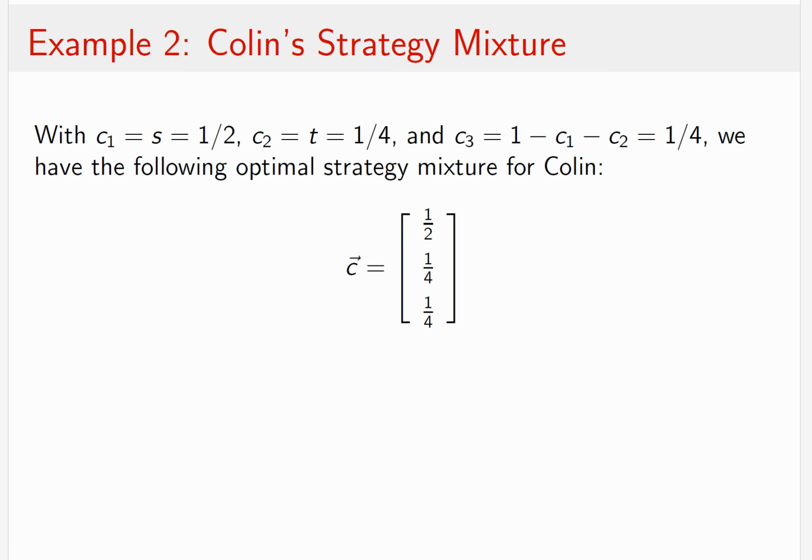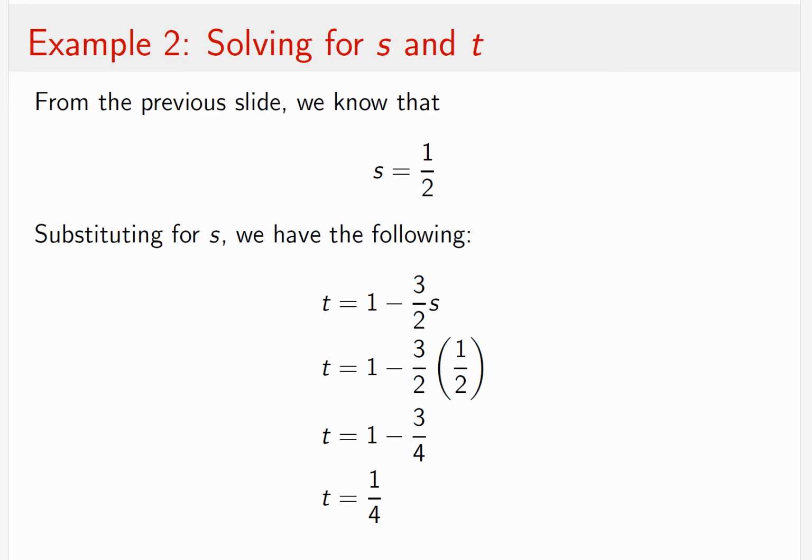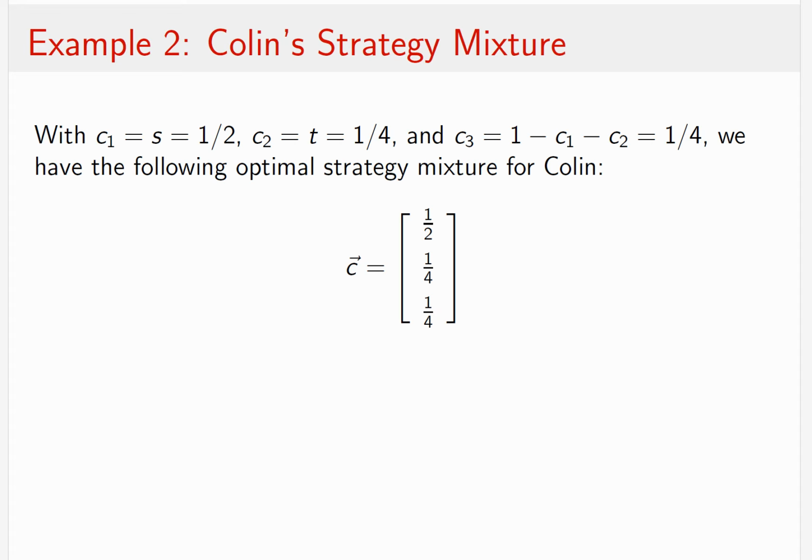Sometimes, though, we have to work a little harder. So what do we have? Well, I hope you can see that 1/4 plus 1/2 is 3/4, and 1 minus 3/4 is 1/4. I didn't really show that in extreme detail, but C3 is 1/4. So I can just put in 1/2, 1/4, 1/4. That is Colin's optimal strategy mixture. Vector C is Colin's optimal strategy mixture.